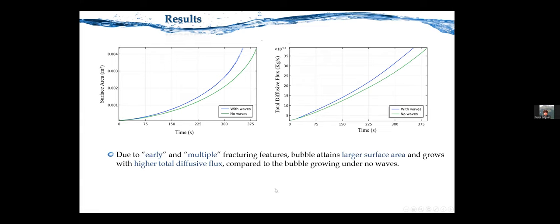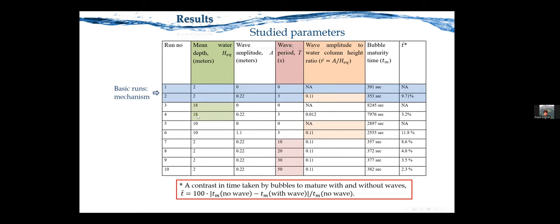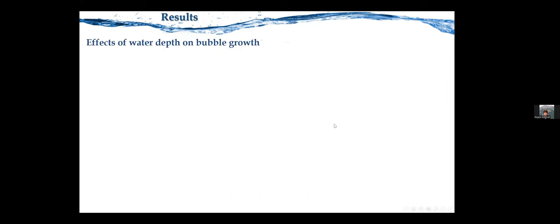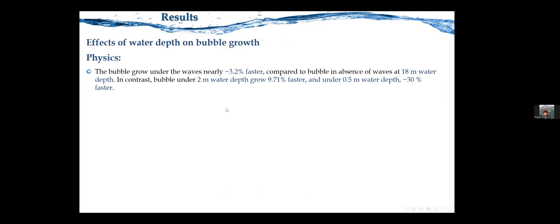And this is how this causes the accelerated bubble growth. So in this case, the contrast in time of bubble growth in the case under waves to no waves was evaluated as a function of the mean water depth, wave period, and the ratio of the wave amplitude to the water depth. So, and here are the results. I will just describe them verbally.